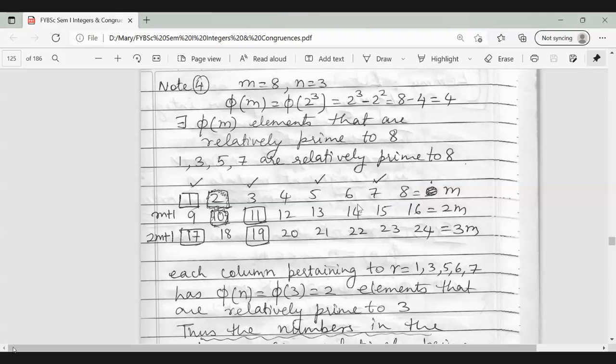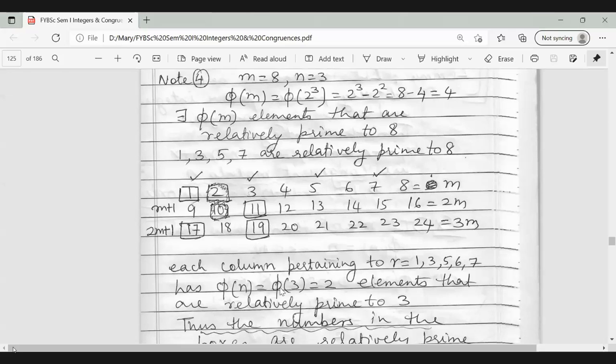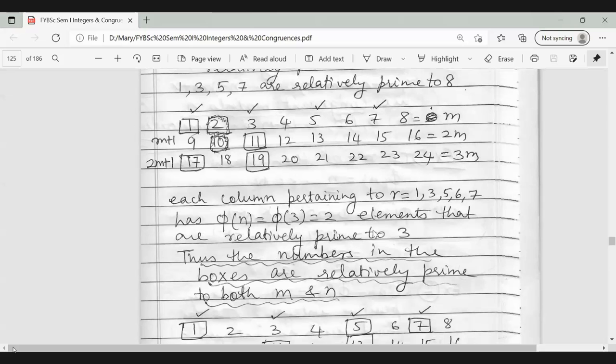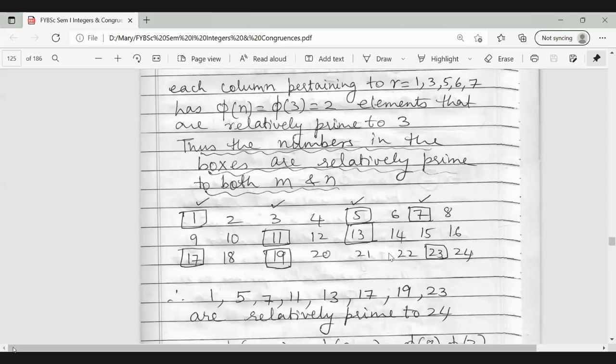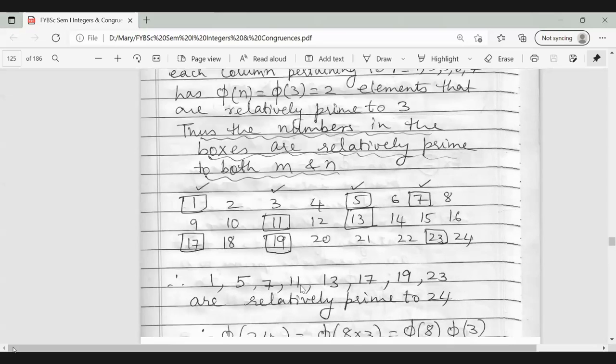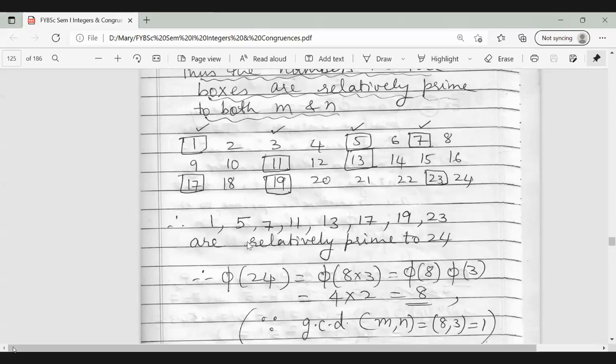Okay, so now total how many will be there? 5 of 8 into 5 of 3. So okay, यहाँ मार्क किया है, बॉक्सेस बना दिया है. Okay, so now what are in the boxes I'm writing here? 1, 5, 7, 11.